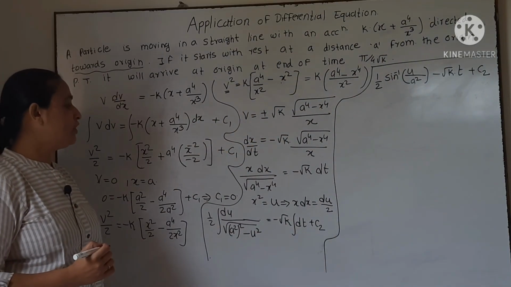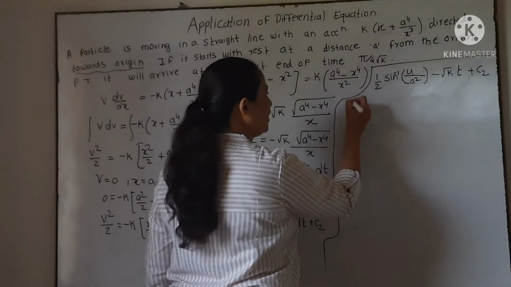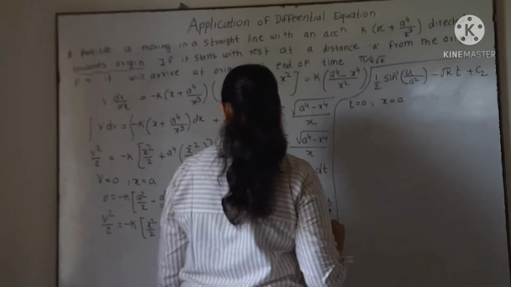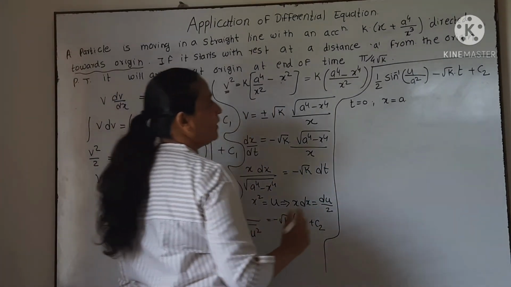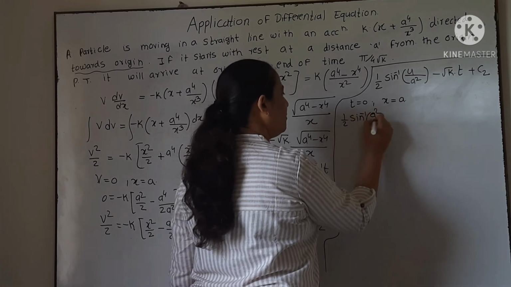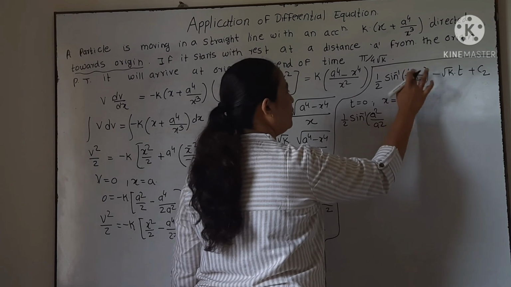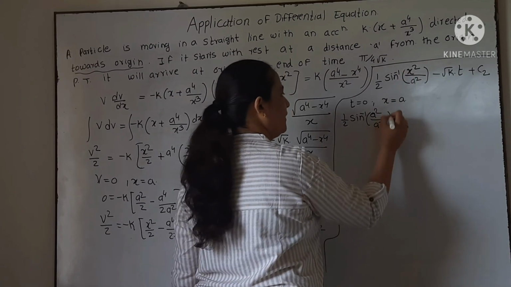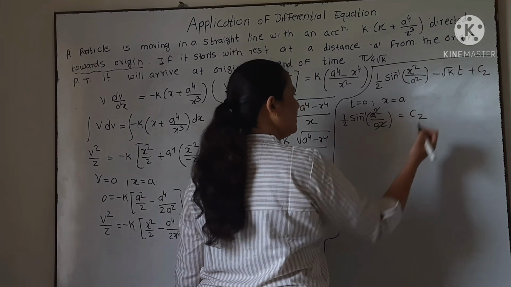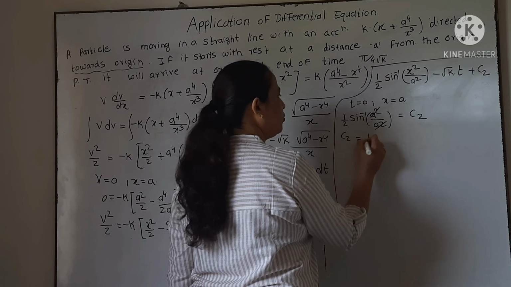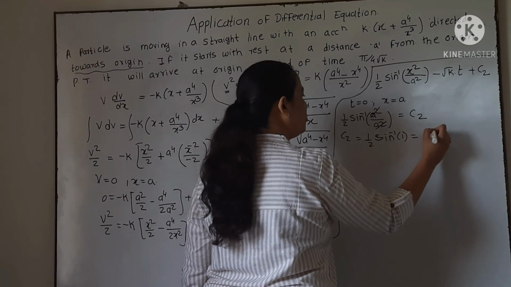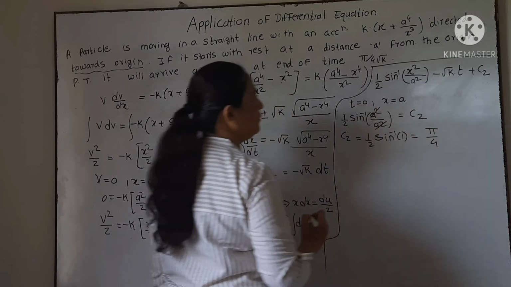Again to find the value of c2, we'll use the initial condition, that initially when t is equal to 0, x is equal to a. If we substitute the value of u, where u is equal to x square, you will get half sine inverse of a square upon a square. What I have done is substitute the value of u as x square. A square will get cancelled, equal to, t is equal to 0, so it is c2. So c2 is equal to 1 by 2 sine inverse of 1. Sine inverse of 1 is pi by 2. So you will get the value of c2 as pi by 4.